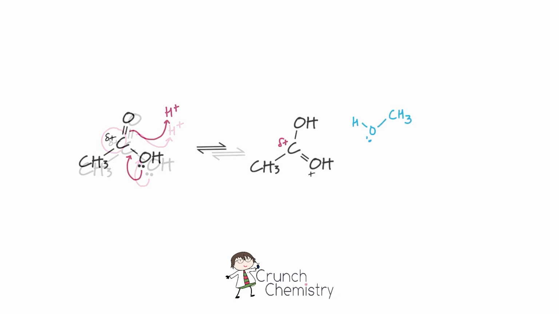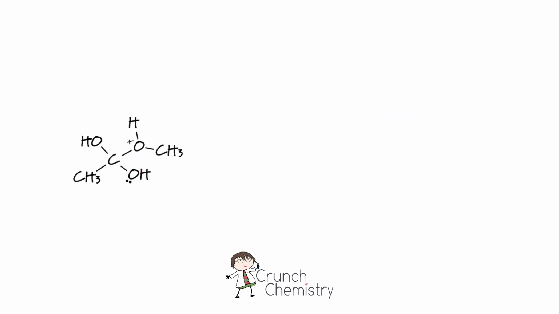alcohol. So in our first intermediate, the oxygen from the OH group has a positive charge because it's now making 3 bonds. It's used up its lone pair. And the alcohol uses a lone pair of electrons from the oxygen to attack and make a bond to the delta positive carbon.